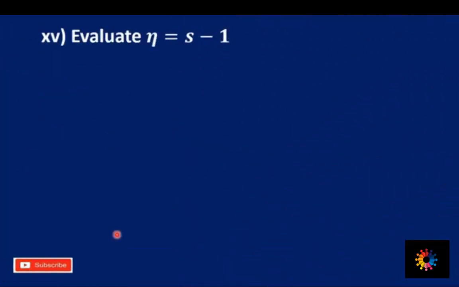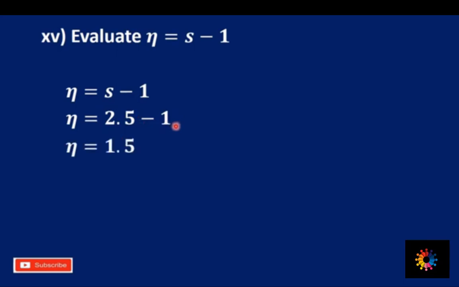The next thing is to evaluate eta, which is equal to slope minus 1. So don't forget, the value of our slope is 2.5. So 2.5 minus 1, we have the value of 1.5. So that is the value.